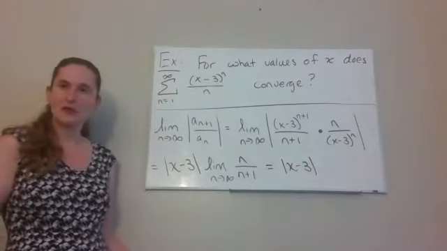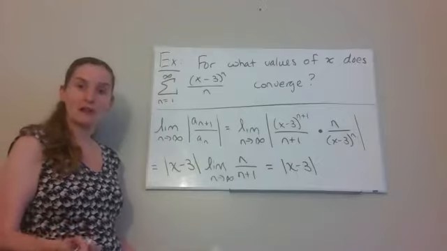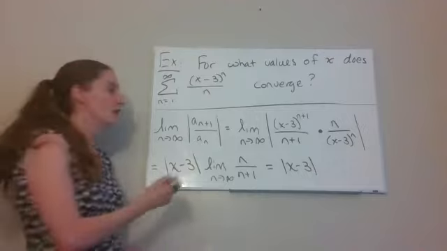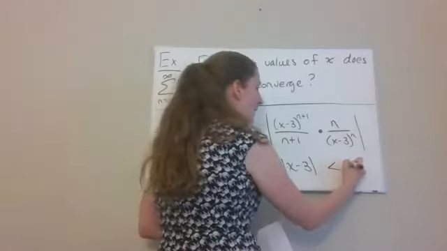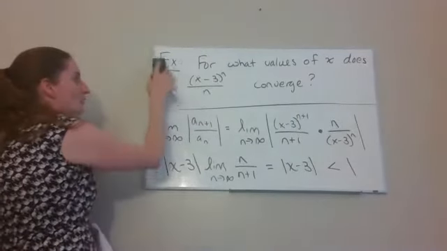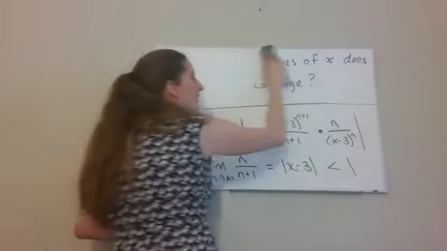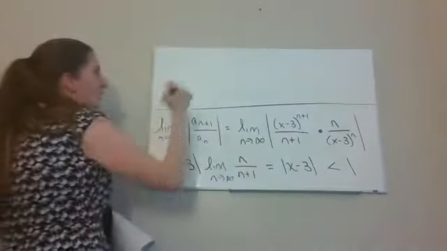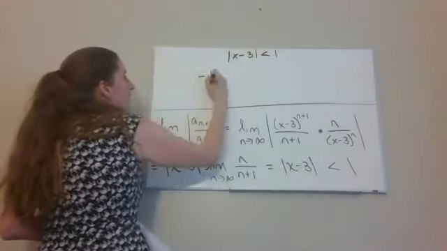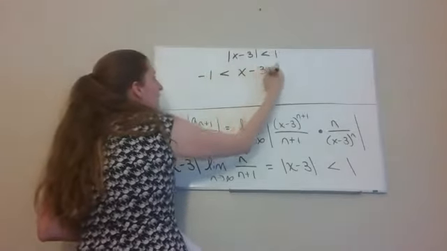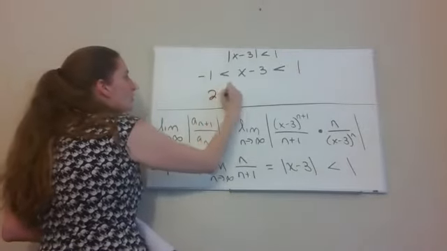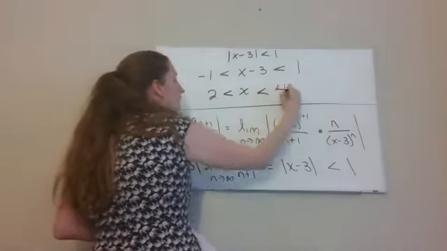So when does this converge and when does it diverge? We have to remember what the ratio test tells us. This is going to converge when this limit is less than 1. So what I want is the absolute value of x minus 3 to be less than 1. And then I just have to solve that inequality, and it will tell me the x's for which this series converges. Writing it as -1 is less than x minus 3, which is less than 1, and adding 3 to everything, I get 2 is less than x is less than 4.